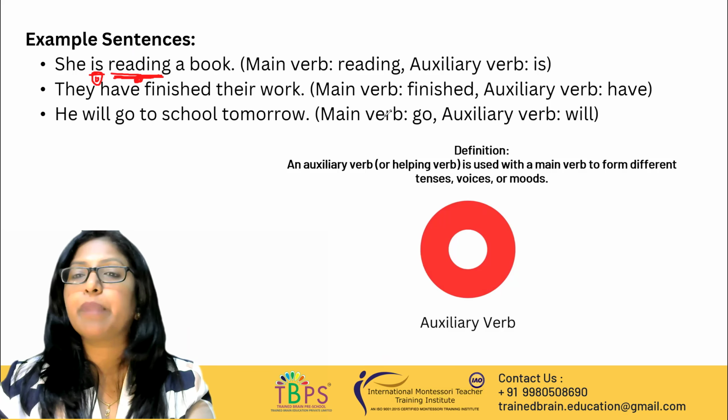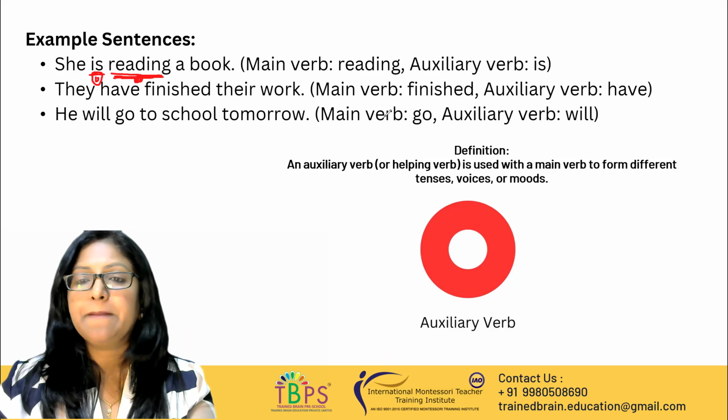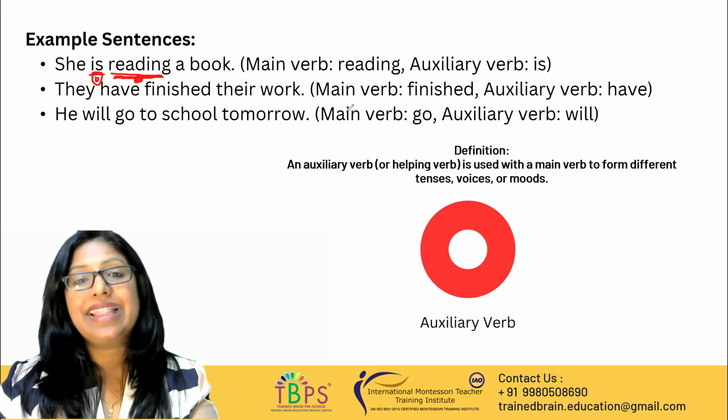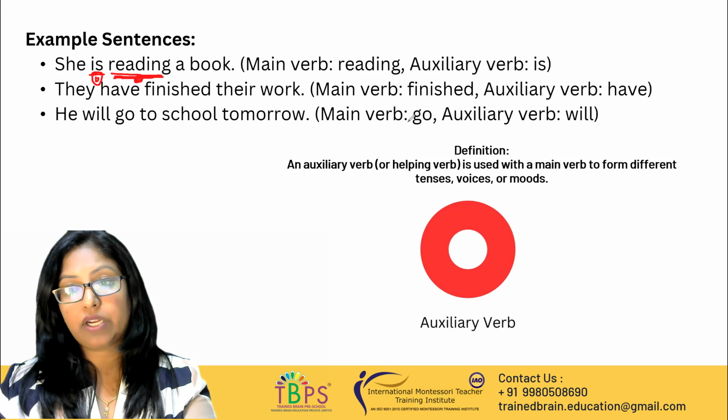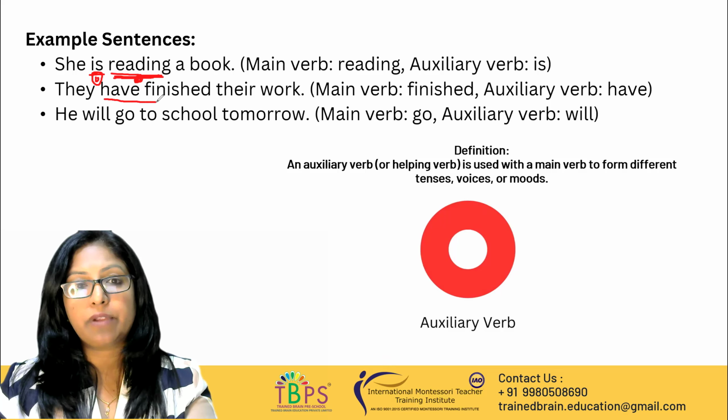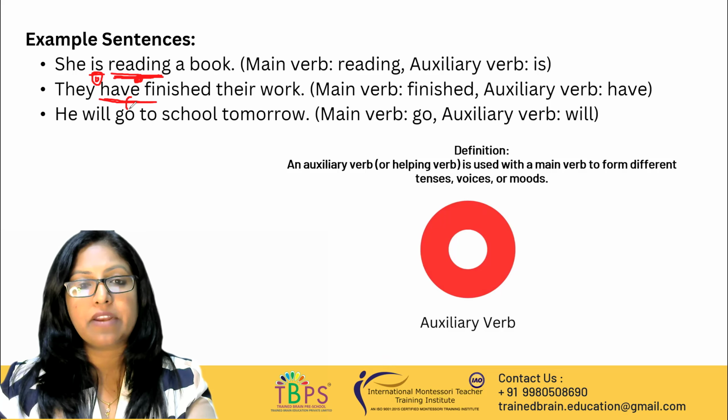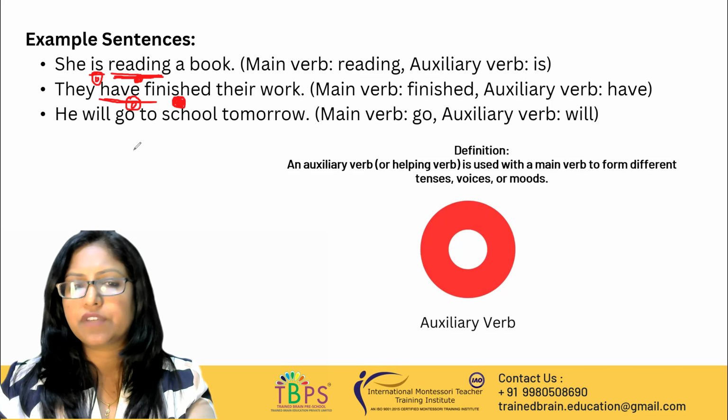Okay, so you're going to pick the exact verb forms and you're going to put, they have finished their work. What is the auxiliary verb here? Have. So what should I be defining? So this is my symbol, have. Finished becomes my transitive verb.